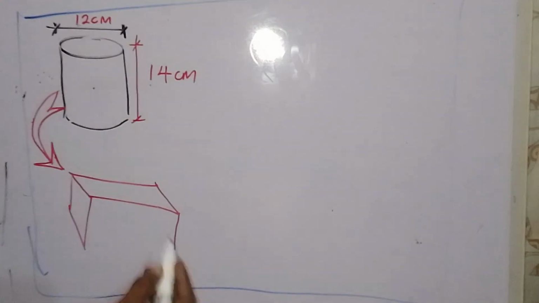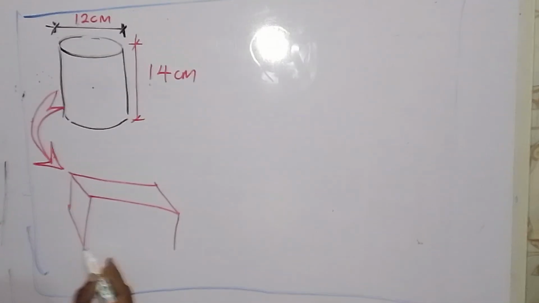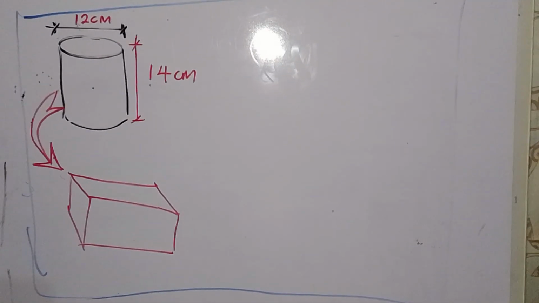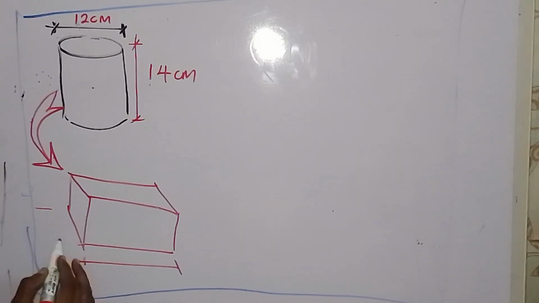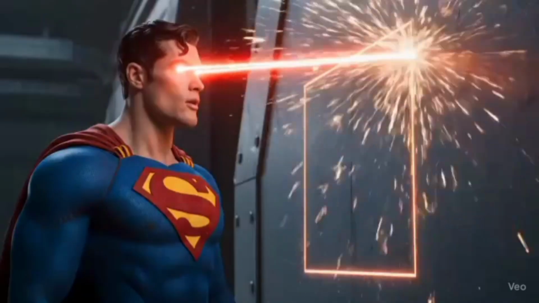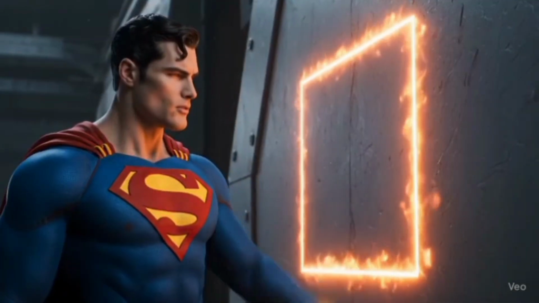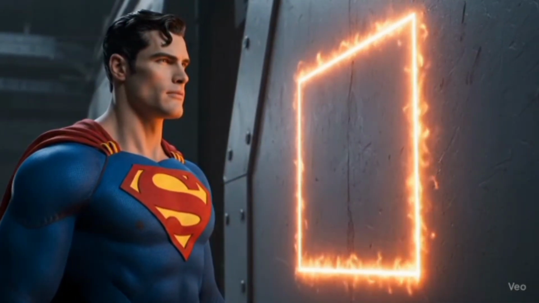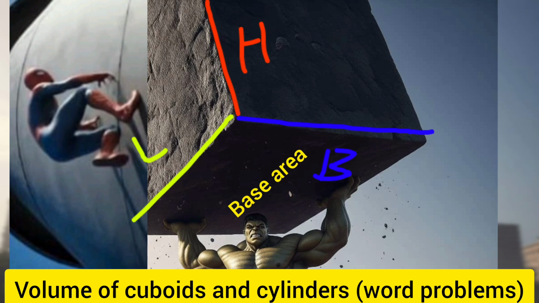Alright, since the question says that this is poured into this, we are told that the length of this is given and the width is given. Area of a rectangle is length times breadth, and perimeter is 2 length plus 2 breadth. Volume of a cuboid is length times breadth times height.